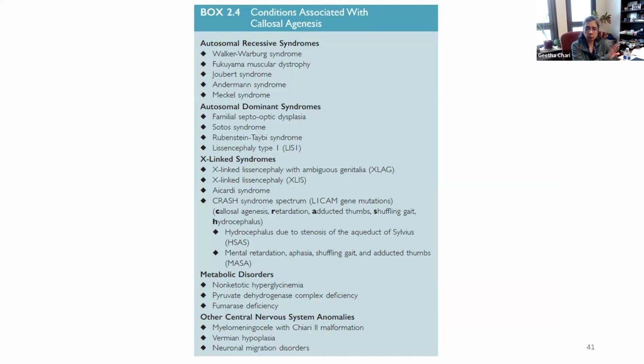It can be completely asymptomatic, or it can be associated with major syndromes. So some of the syndromes that you can talk about are Walker-Warburg. Some of the things can be Soto syndrome, lissencephaly. They can also be associated with agenesis, X-linked syndromes. You also should remember some metabolic disorders can give rise to agenesis of the corpus callosum, most notorious being non-ketotic hyperglycemia. And then they can be associated with other CNS malformations too. So agenesis can be a very wide spectrum of clinical presentations.